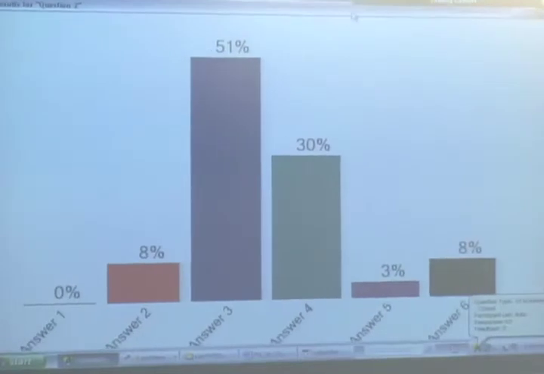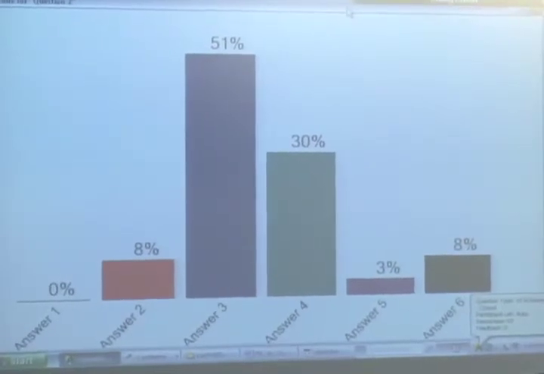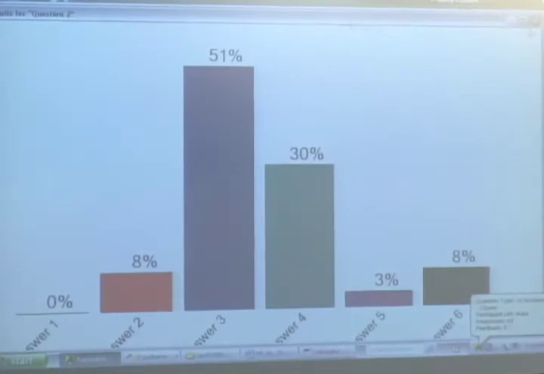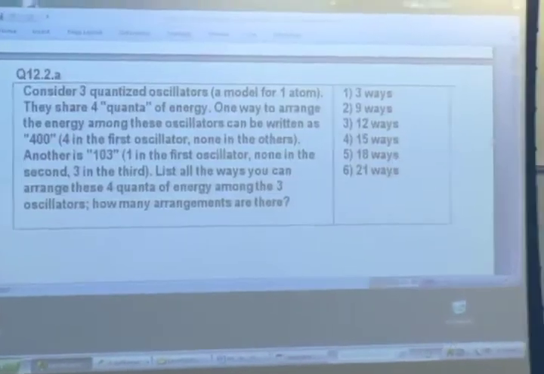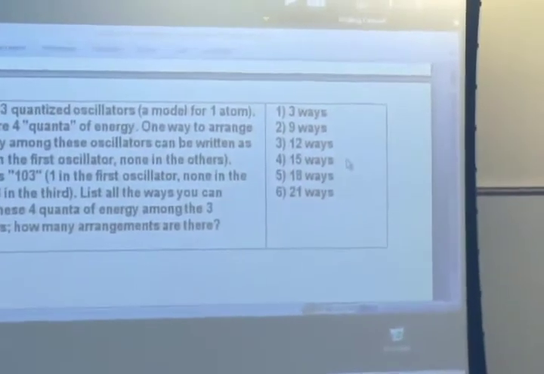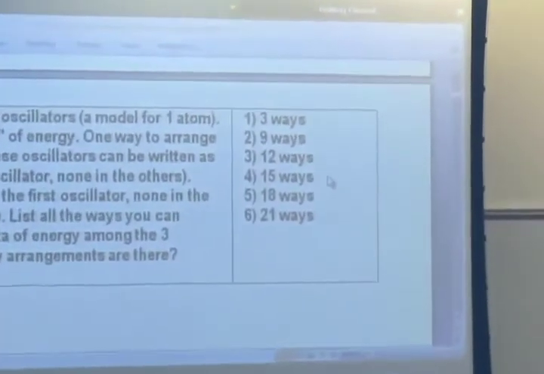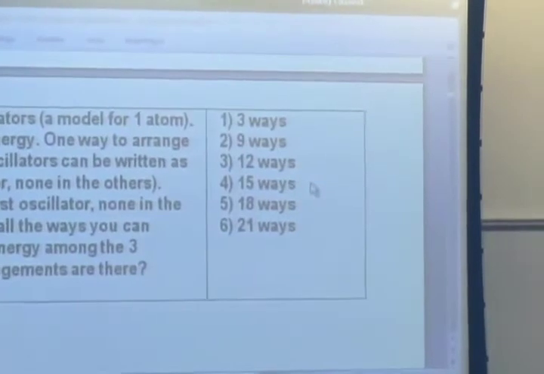Well, you got some different things. Half the class got 3 and 30% got 4. So 3 times 4 is 12, right? And that's why you said 3. You didn't count.